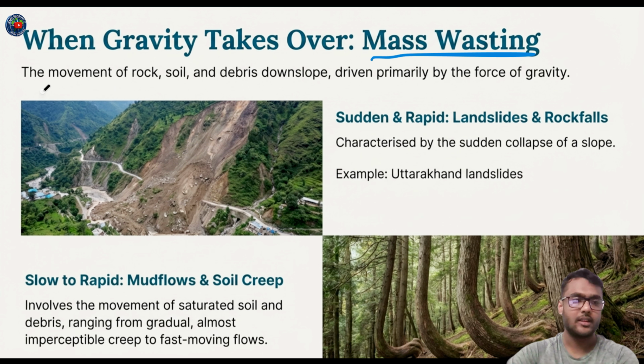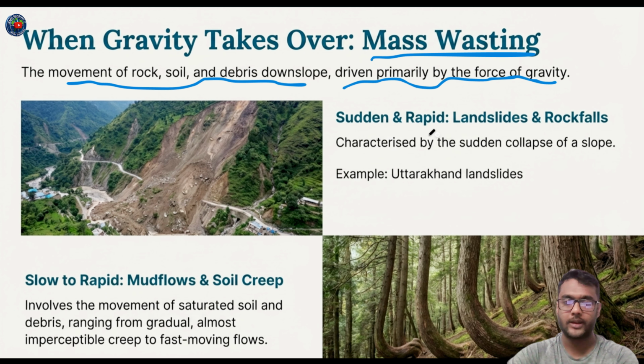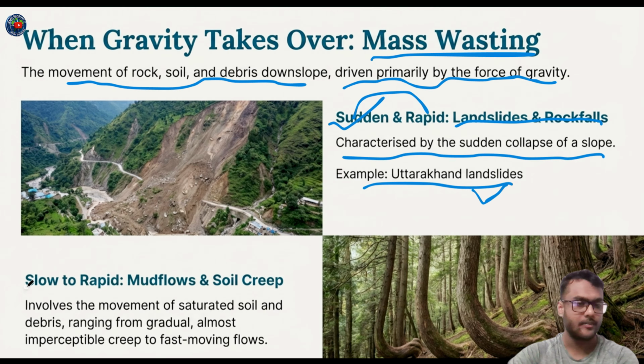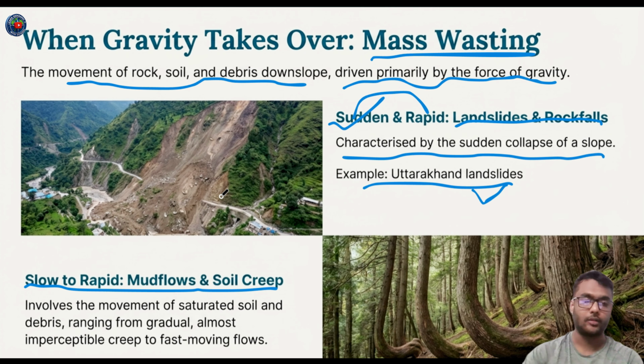Then mass wasting: the movement of rocks, soil and debris downslope, driven primarily by the force of gravity. There are two types. Sudden and rapid: landslide and rockfall, characterized by sudden collapse of a slope. Example: the recent Uttarakhand landslide. And slow to rapid: mudflow and soil creep, involving the movement of saturated soil and debris ranging from gradual, almost imperceptible creep to fast-moving flows.